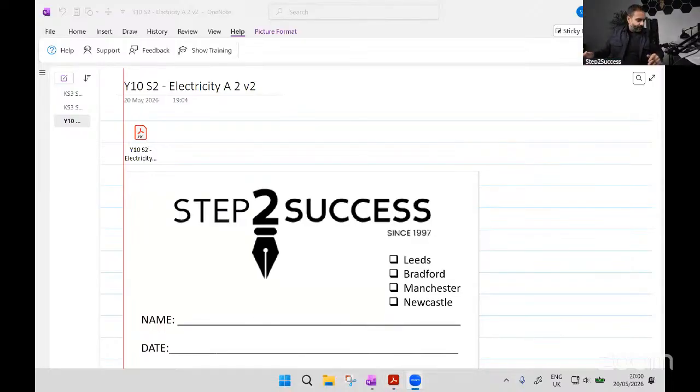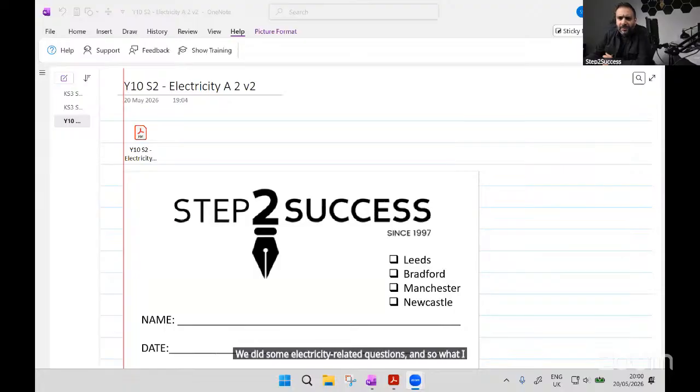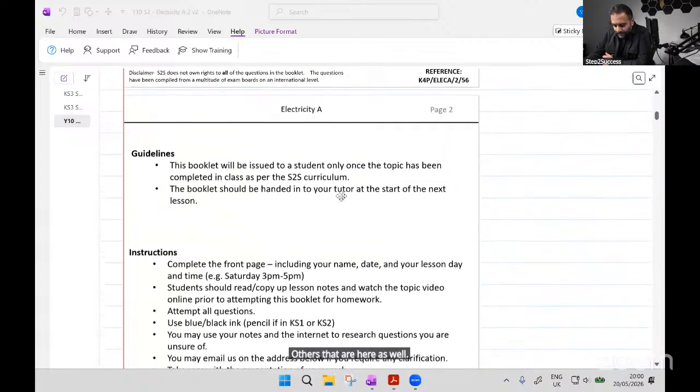Hello. Right. For those of you in year 10 and above, we did some electricity related questions. So what I'm going to do is I will just go through this booklet because I think it'll help others that are here as well, in terms of doing a bit of recap of electricity stuff.